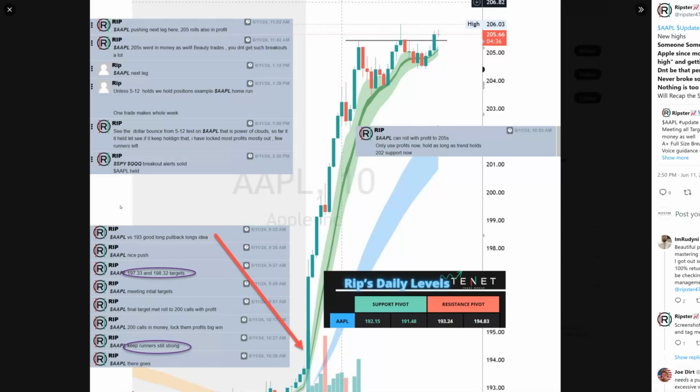So if your calls are going 200, 300%, you made 3 grand. You take 1 grand and buy the 200 calls. You roll with the profit. Or if you made a profit on the shares, let's say you were 500 shares long and you made $200, you take that profit and then you buy the options.